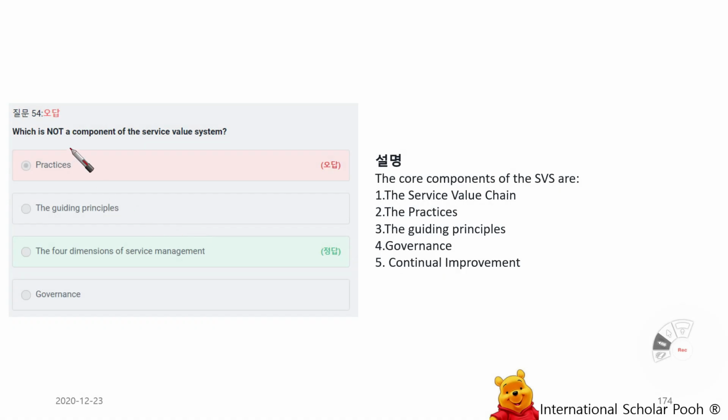What is a component of the service value system? The four dimensions of service management. The core components of the SVS are the service value chain, the practices, the guiding principles, governance, and continual improvement.